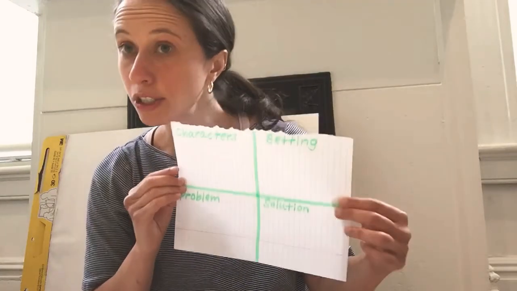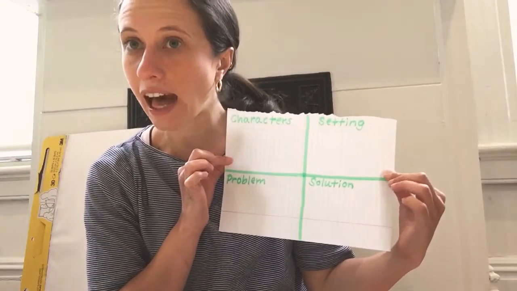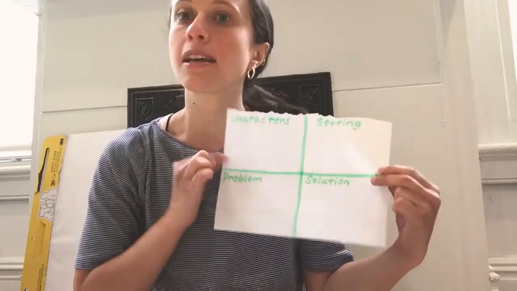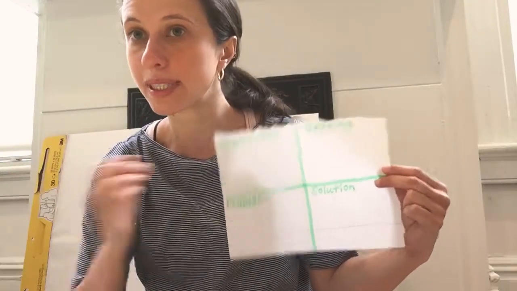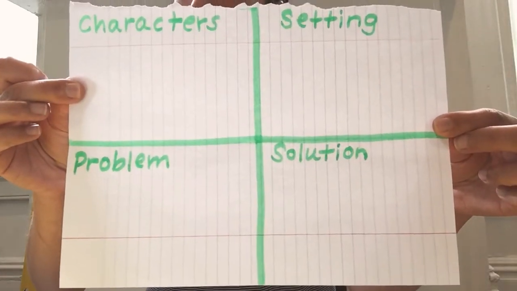So what I want you to do is pause the video and try to fill this out on your own. And then when you think you've tried your best, hit play again and we'll go through it together. So pause your video and try to fill out your sheet.